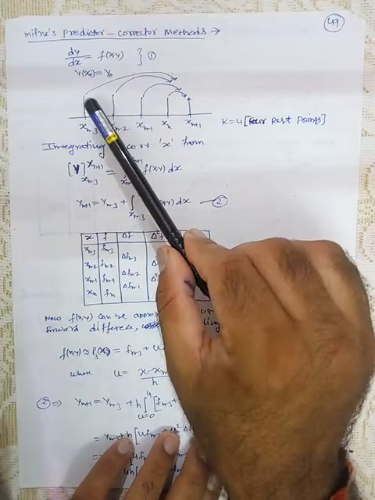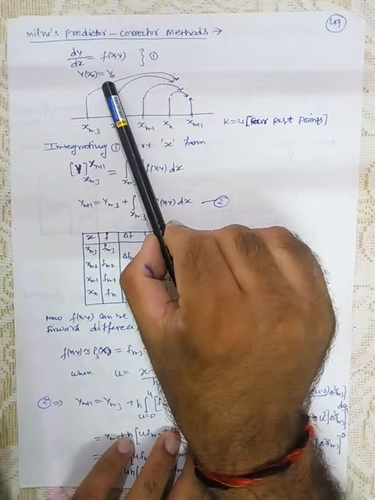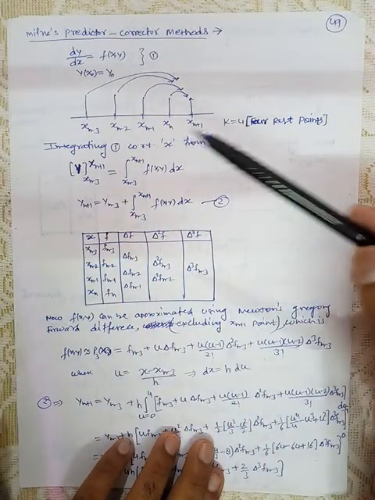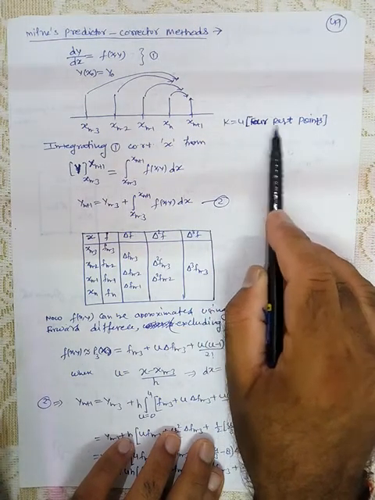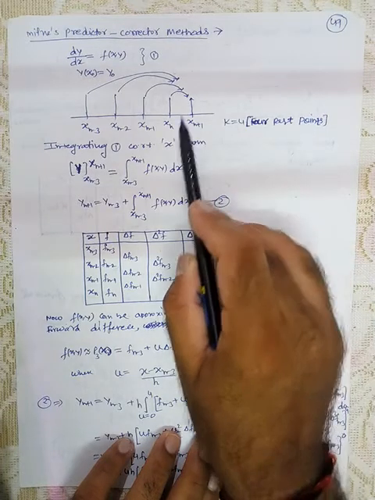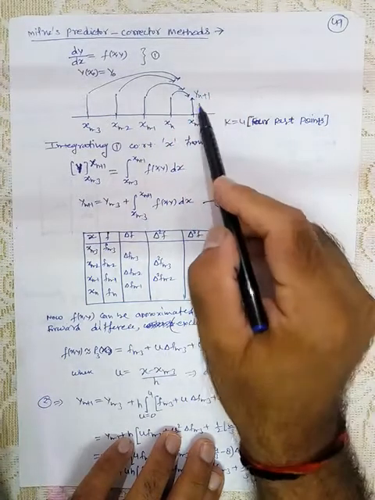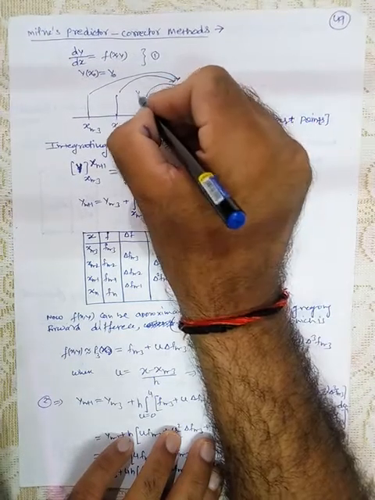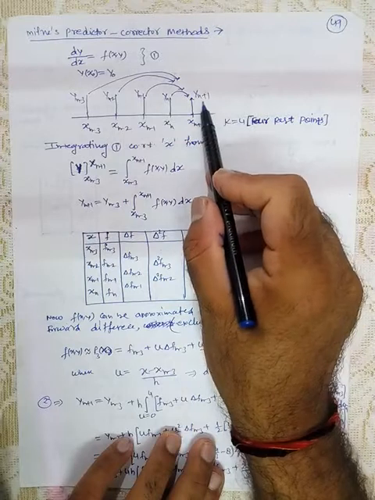Fine. So let's see. First, this is the differential equation, the initial value problem. So this is equation number 1. Now here in this method, first we will discuss the prediction. For prediction, we will take 4 past points. That means we want to predict the value y n plus 1. For the prediction of y n plus 1, we need the value of y n, we need y n minus 1, we will need y n minus 2 and y n minus 3. So once we have these values, then we can predict the value of y n plus 1.